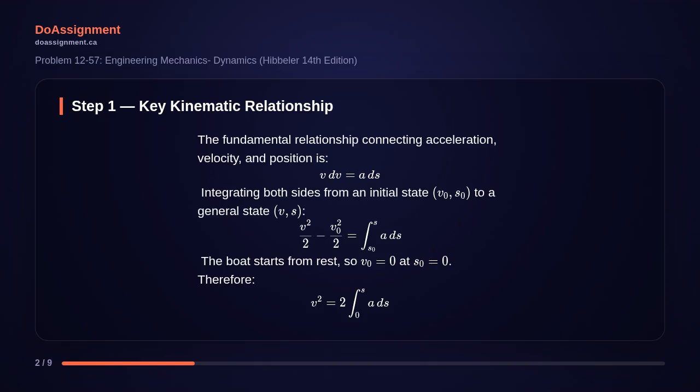We start with the fundamental kinematic identity, v dv equals a ds. Integrating both sides, v squared equals twice the area under the a-s curve from 0 to s. Since the boat starts from rest, the initial velocity is 0, which simplifies everything nicely.